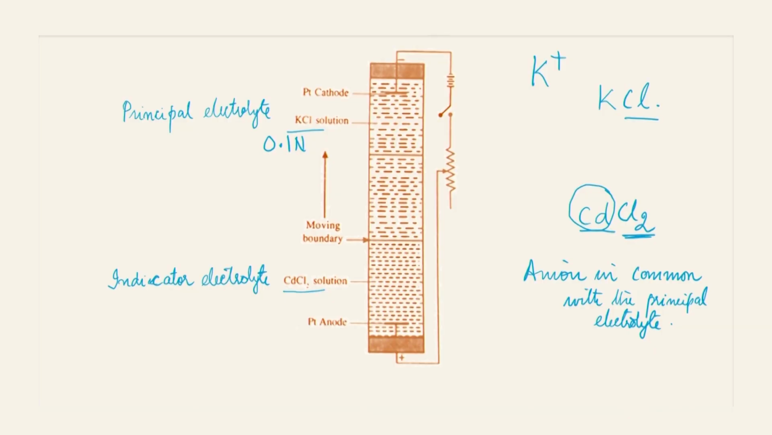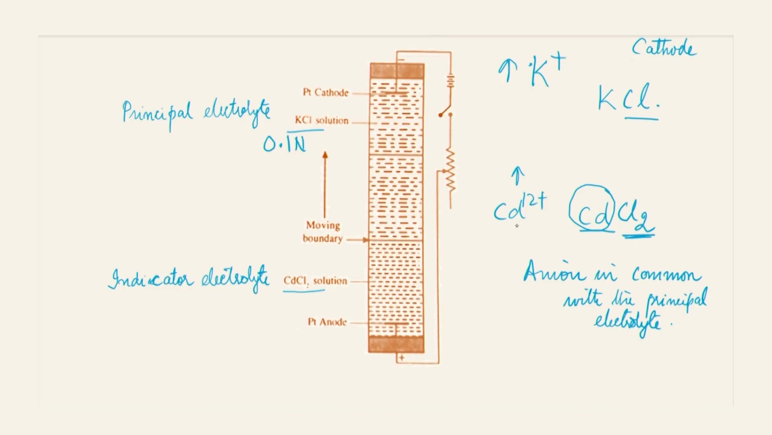The principal electrolyte has K plus ions that will be moving when an electric current is applied. And the cation of the indicator electrolyte will also be moving in the same direction as the K plus ions. They will be going to the cathode, both K plus as well as the cadmium 2 plus ions, both will be moving towards the cathode, and in this experiment the cathode is shown at the top.